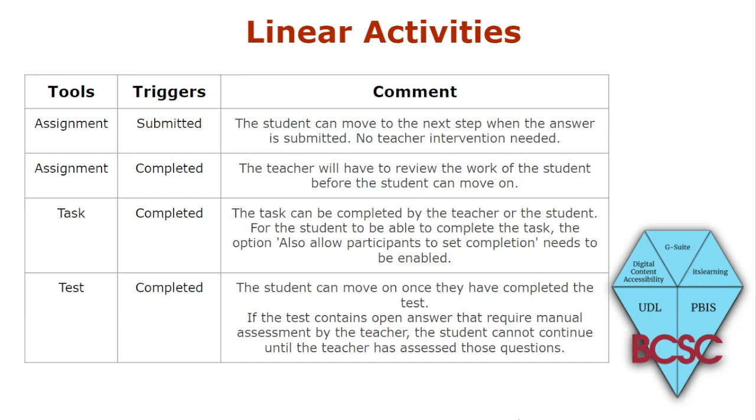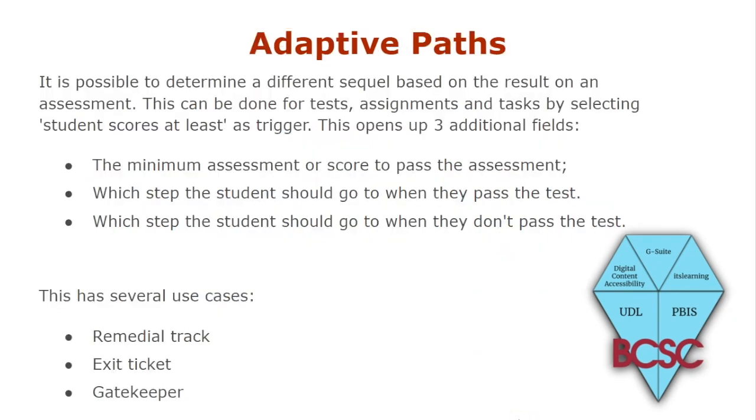For the student to be able to complete the task, the option "also allow participants to set completion" needs to be enabled. For a test completed, the student can move on once they have completed the test. If the test contains open answers that require manual assessment by the teacher, the student cannot continue until the teacher has assessed those questions. Adaptive paths.